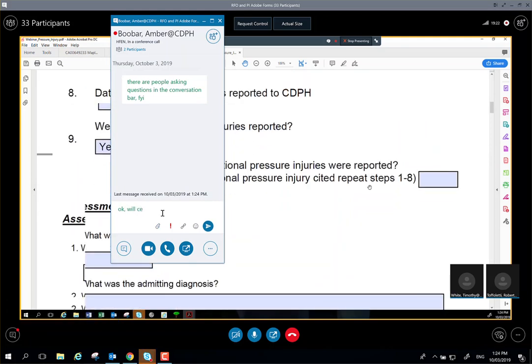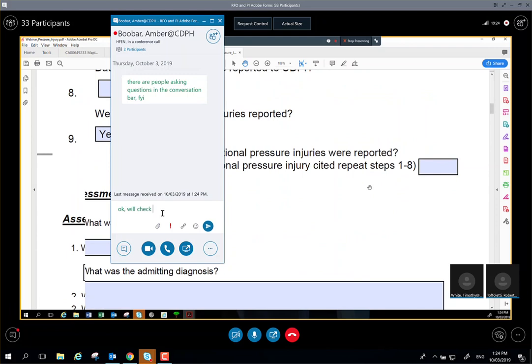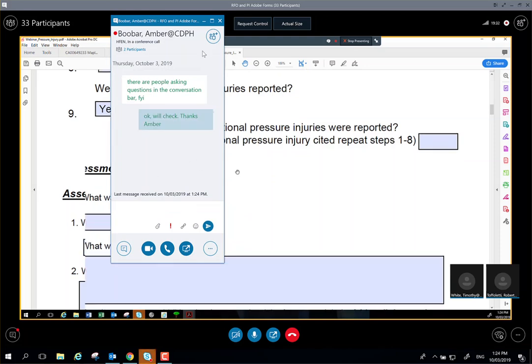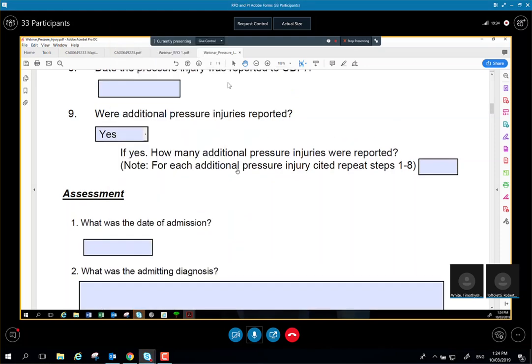Were there additional pressure injuries? If yes, how many? And you can then go through these steps for others as well. Roberto, I'm just thinking here too, we might have to have some note area here in case this is a yes. Okay. Yeah. So I won't send anything until I get your final feedback, and then we can move forward from there.